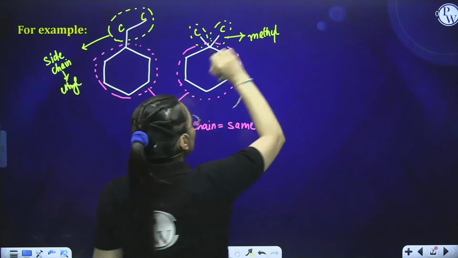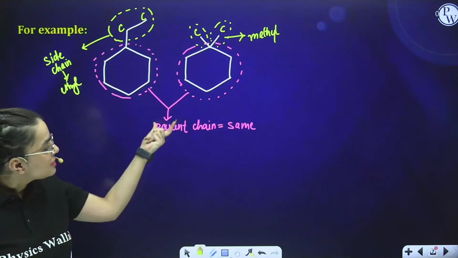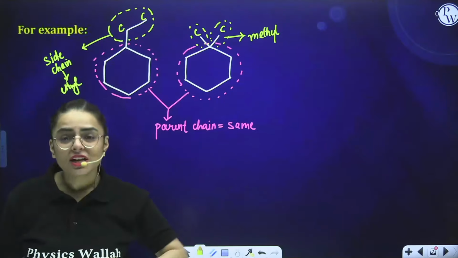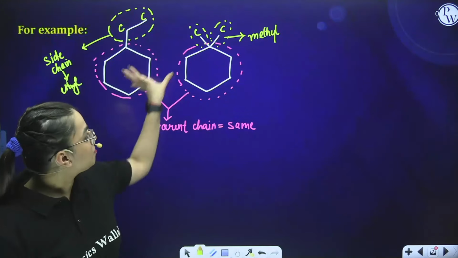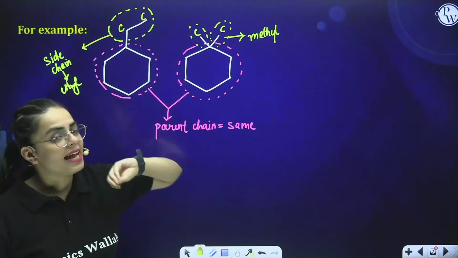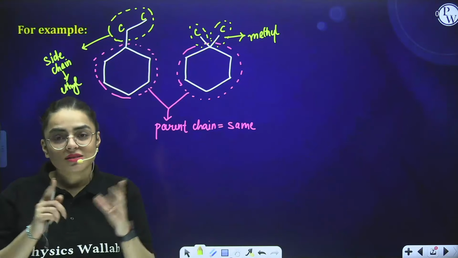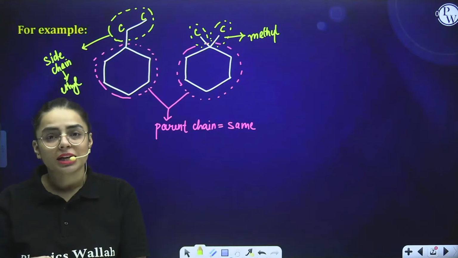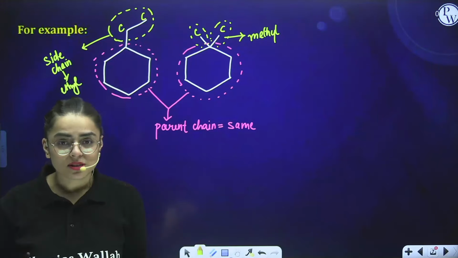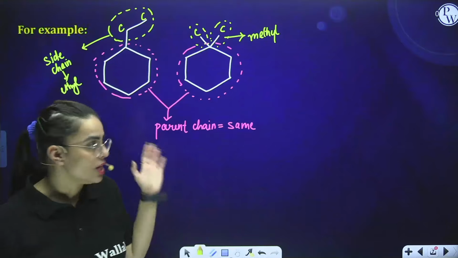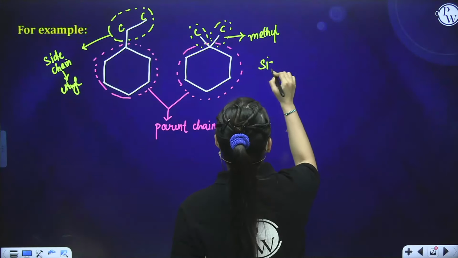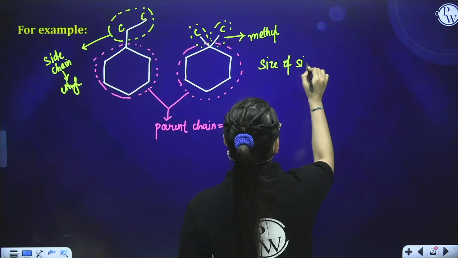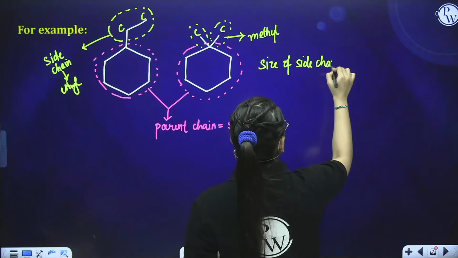So what do we observe here? That there is the same parent chain but a difference in the side chain, students. Here what are we observing? That the parent chain is the same but the side chain is different. So this is the case which is also known as chain isomer. It can be either the difference in the parent chain or the difference in the side chain. So we have seen in this case that the size of the side chain is different.